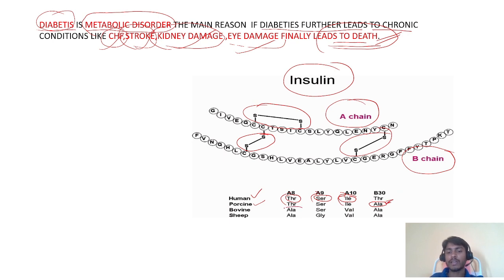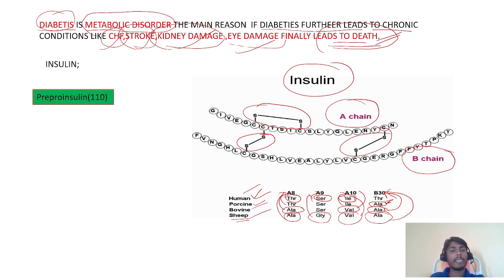Next, in the case of bovine insulin, in the A chain, alanine is there at A8, A9 is constant, and the A10 amino acid is valine. In the B chain, the 30th amino acid is alanine. In the case of sheep, the A8 amino acid is alanine, A9 is glycine, A10 is valine, and B30 is alanine. So this is the structural or amino acid difference that can be present between human, porcine, bovine and sheep insulins.